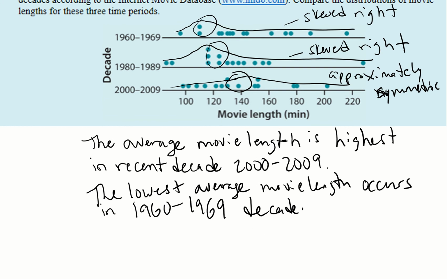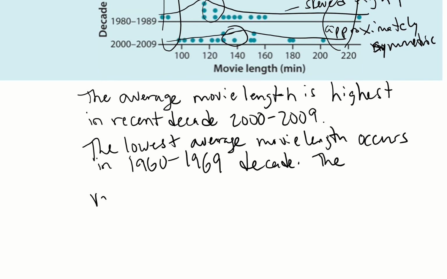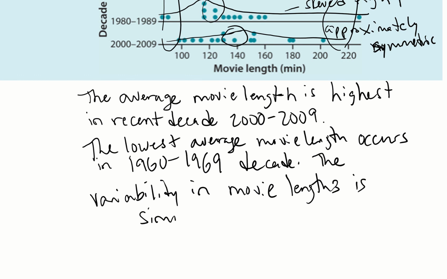But if we look at the spread, it's roughly the same. I would say roughly the same because they're all around this area as far as movie length, right? On the left side, and on the right side, they're all approximately there. So the variability is about the same. The spread is about the same. Okay, so the variability in movie lengths is similar across all 3 decades.